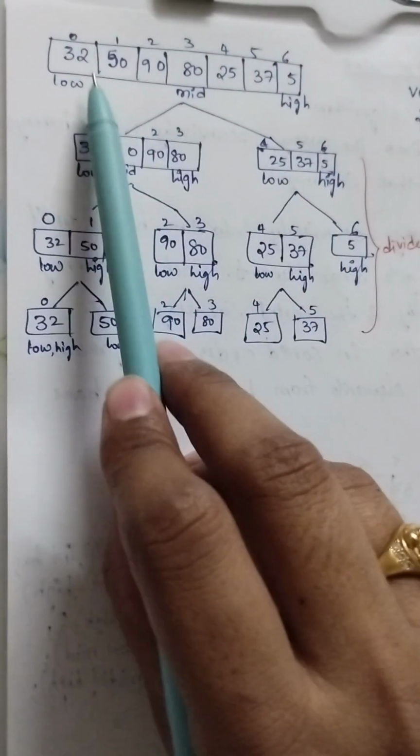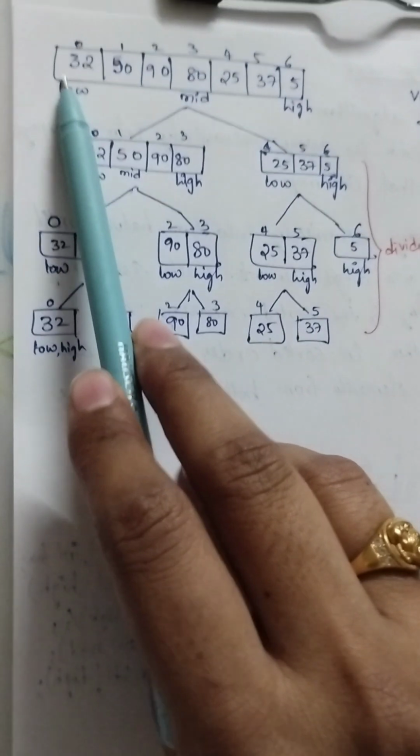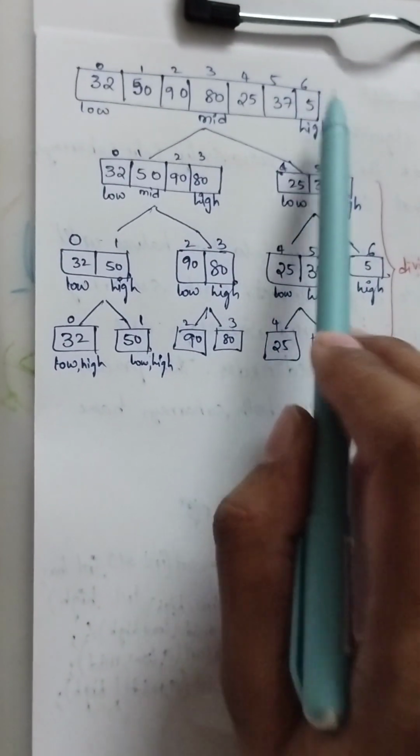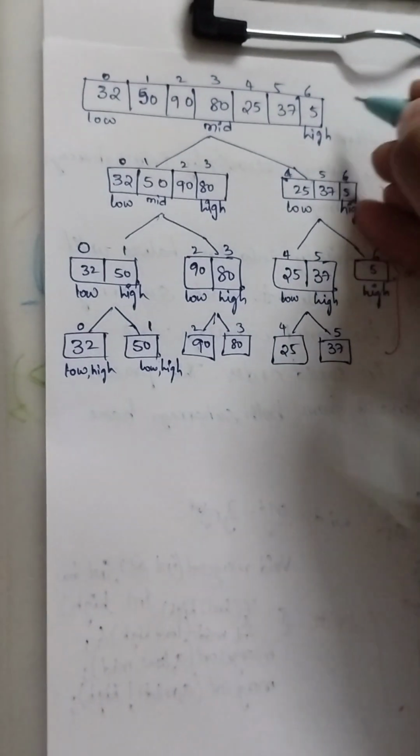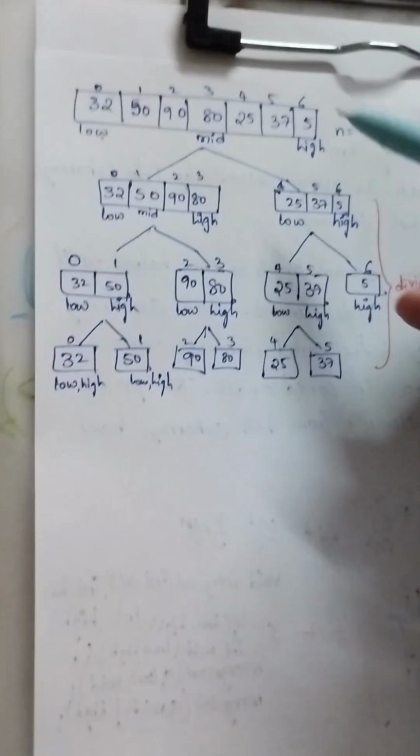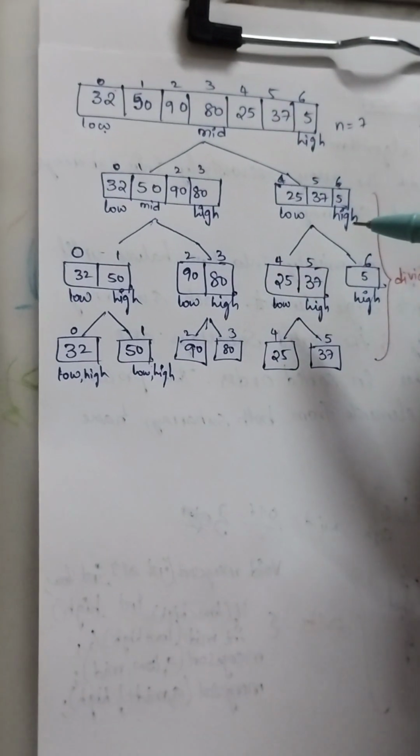So here let us consider the first index as low and the last index as high. Here the n value is 7, right? So here the n value is 7 and low will be 0 and high will be n minus 1, right?